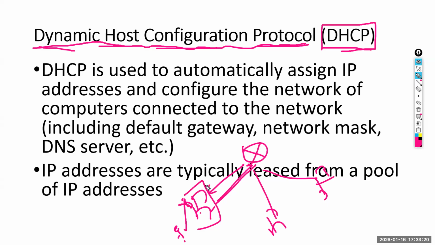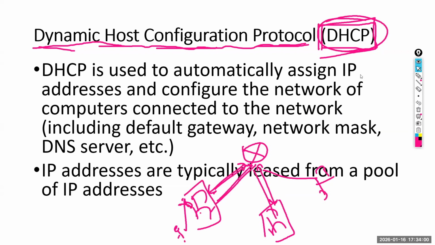The machine and the router communicate through the DHCP protocol. A protocol is a communication standard. So this kind of communication happens through the DHCP protocol, not the IP protocol or the ARP protocol. So if a machine gets a dynamic IP address, basically it has communicated with the router and gotten that IP address using the DHCP protocol. So that is called the DHCP protocol.